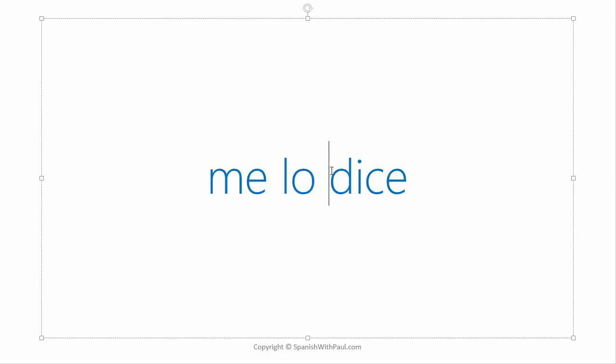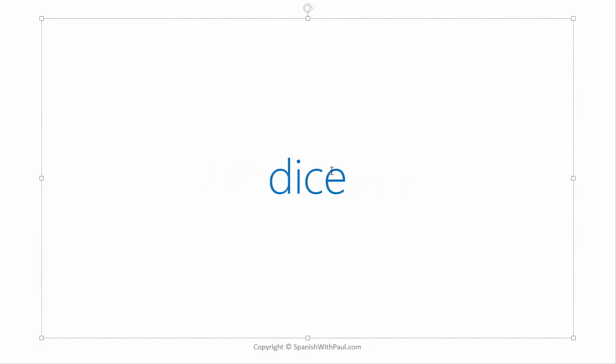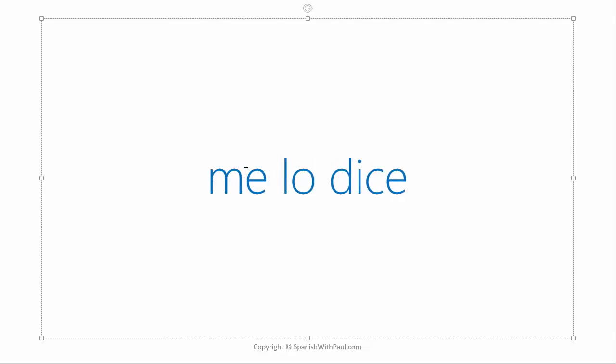Let's run through it once more so you can see it again in real time. "He says," dice. Or she says, or it says, so dice. "He says it," lo dice. And "he says it to me," me lo dice. That's how it works. Me lo dice, he says it to me.